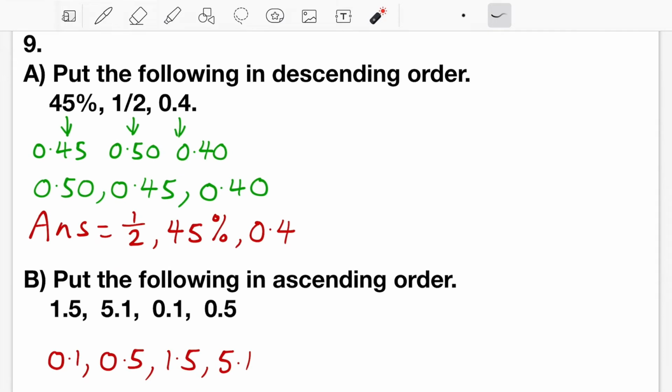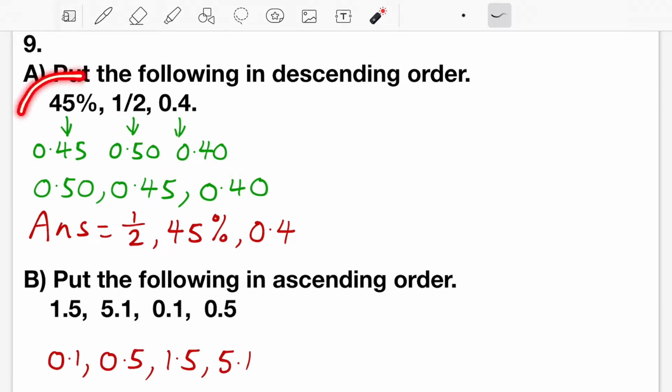Number 9. Put the following in descending order. So what I recommend is we put all of them in the same form or format, so we could convert all of them to percentage, or all of them to decimal, or all of them to fractions. So what I have done here is I put all of them as decimals. So we know 45% is 0.45. We know half is 0.5. And we know 0.4 is 0.4.